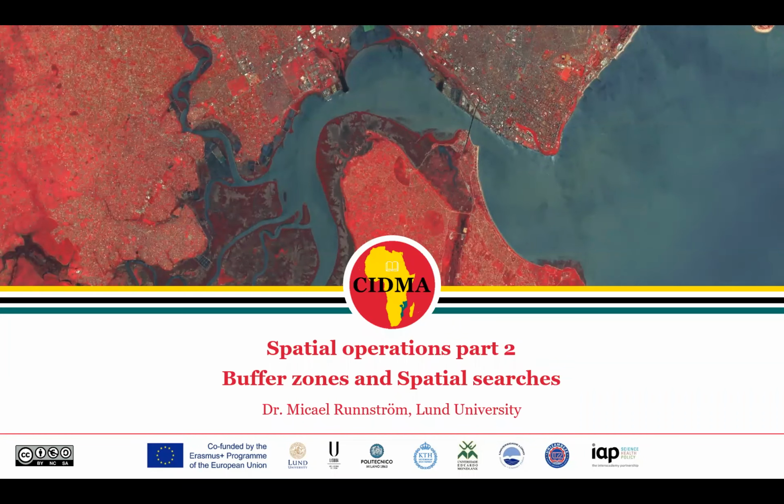Hello there, and welcome to this lecture about spatial operations, part 2. Here we will look at buffer zones and spatial searches that can be done in a GIS in order to find objects that are within a certain distance of another object.